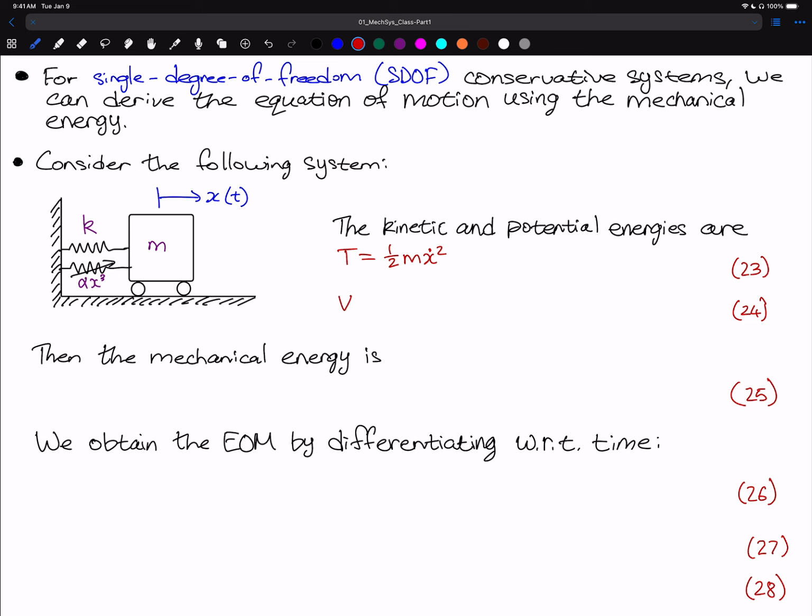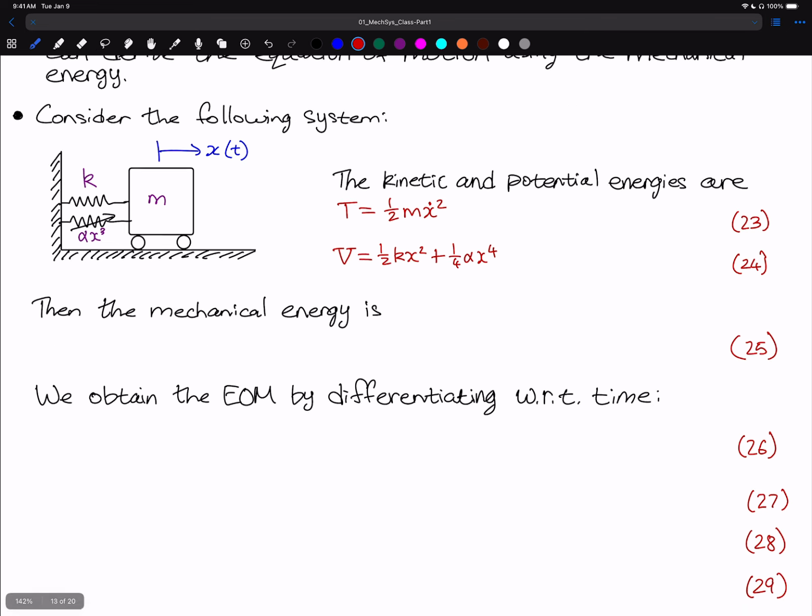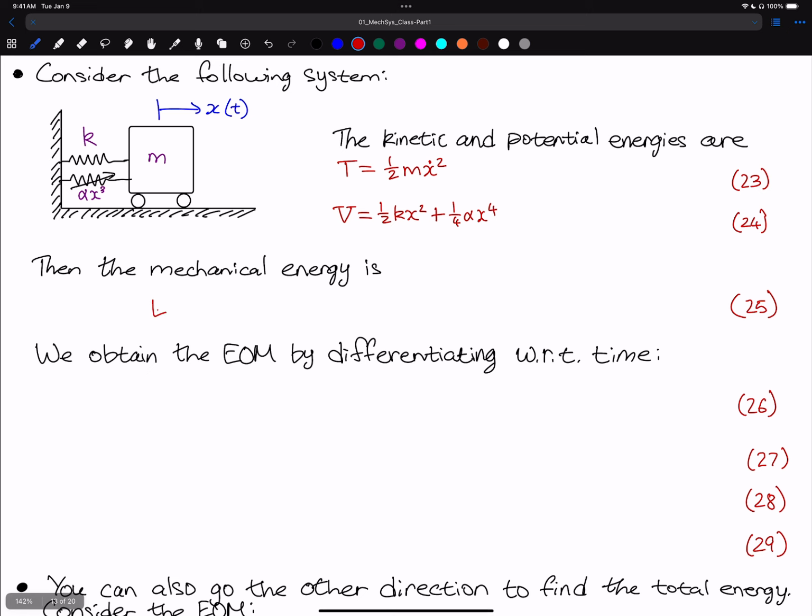And then the potential energy here, V is equal to 1/2 kx squared plus 1/4 alpha x to the 4th. And that's because this nonlinear spring has a force of alpha times x cubed. So the mechanical energy in this case, E, is going to be equal to 1/2 mx dot squared plus 1/2 kx squared plus 1/4 alpha x to the 4th. And this is going to be equal to a constant.